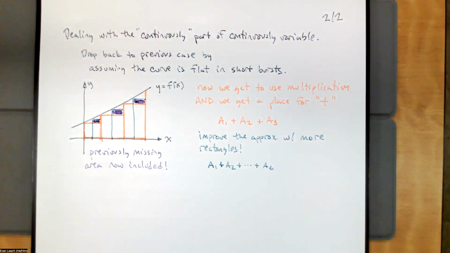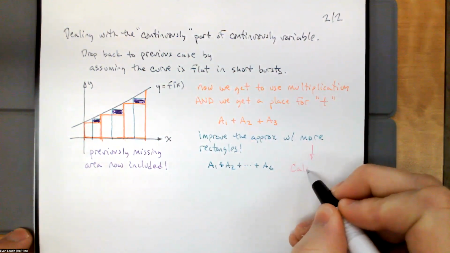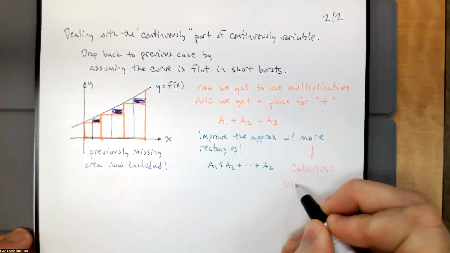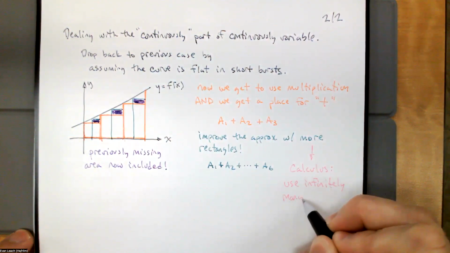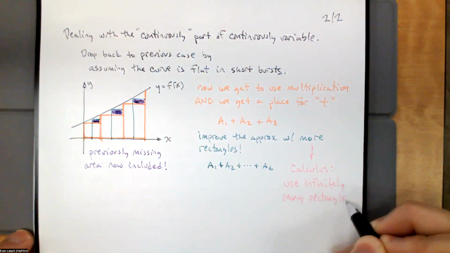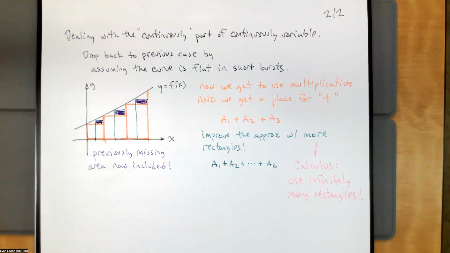We just decided on a way to approximate, and we've decided how to improve the approximation. And this is a calculus class. More rectangles means a better approximation. So how many rectangles should we use? Infinitely many rectangles. Because the calculus answer is always the same: whatever you're doing to improve your approximation, do that forever.